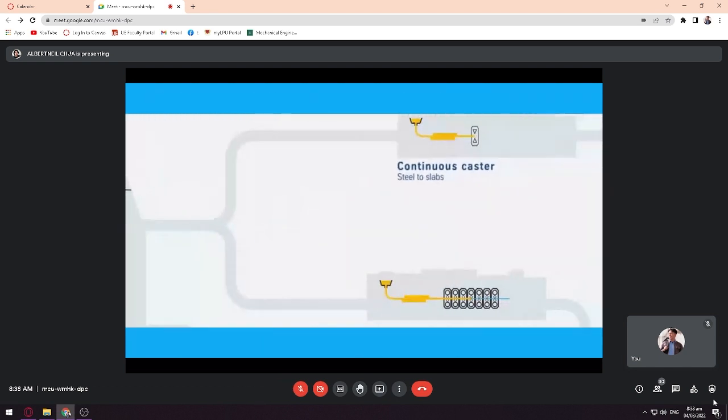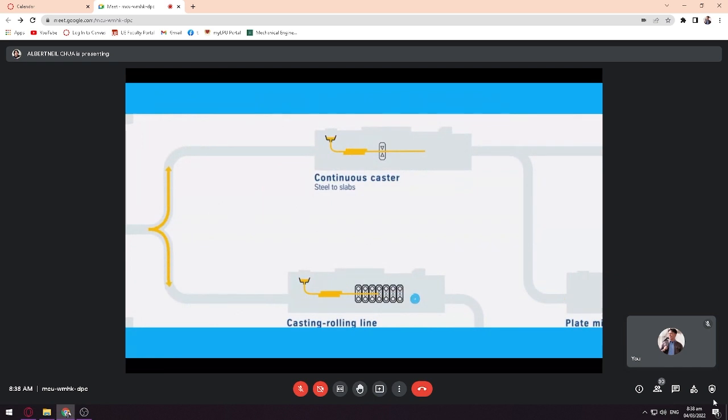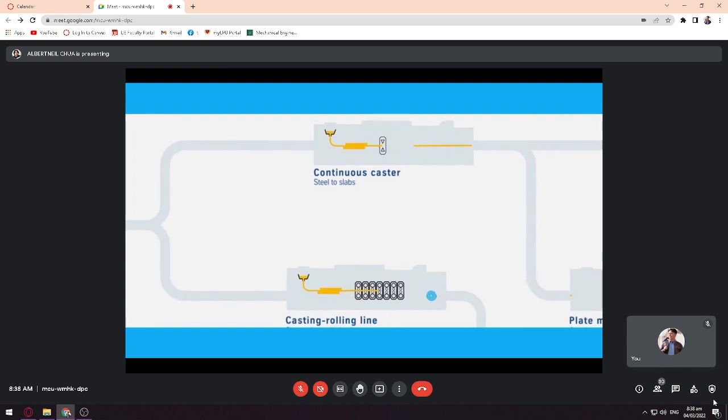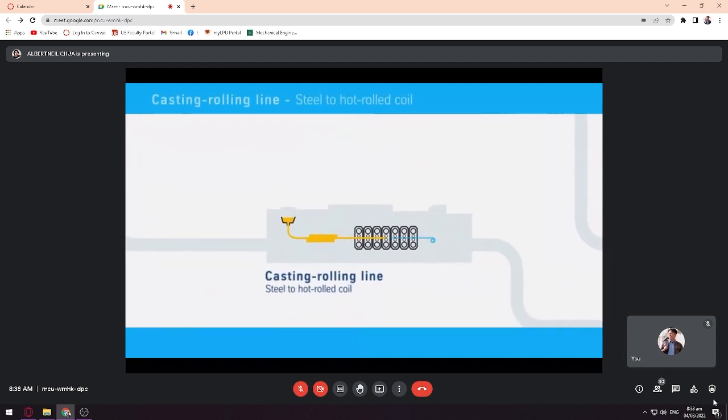How is sheet formed from molten steel? There are two options: the casting rolling line and the continuous caster. In the casting rolling line, the steel is cast into a thin strand that can be rolled directly to strip. The steel strip is wound into a coil that weighs up to 45 tons.